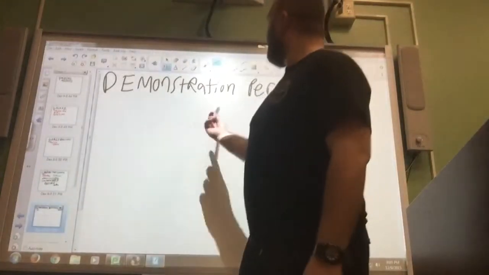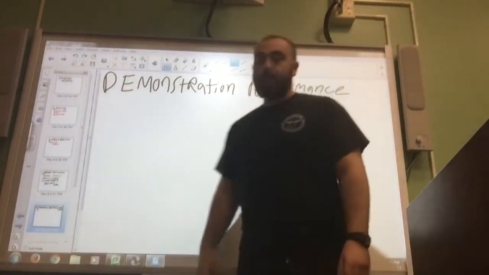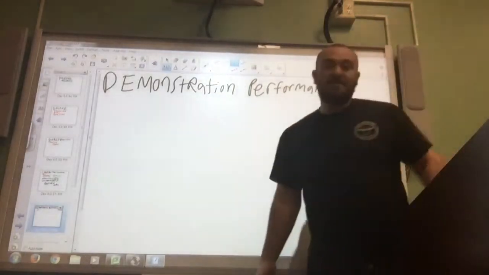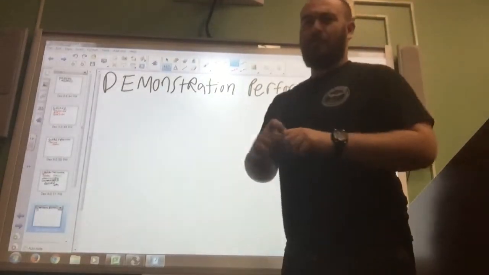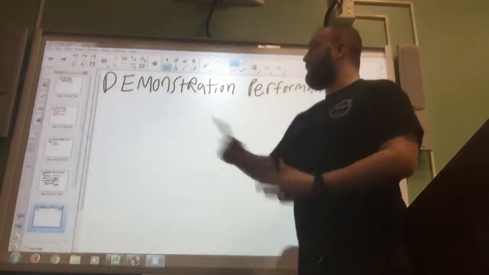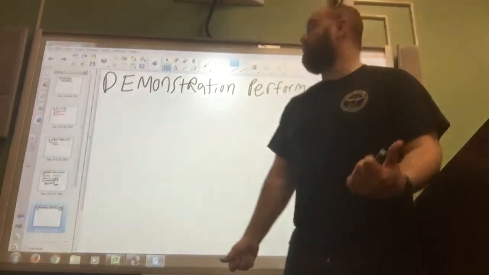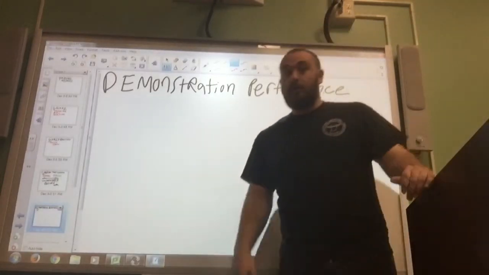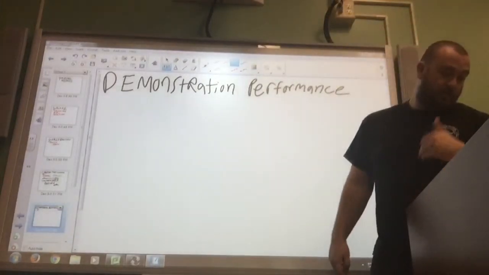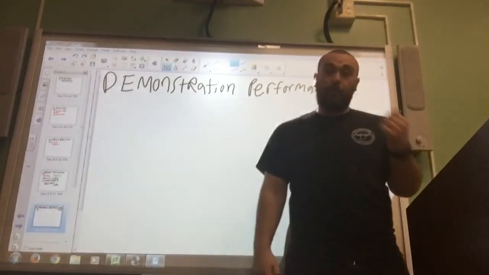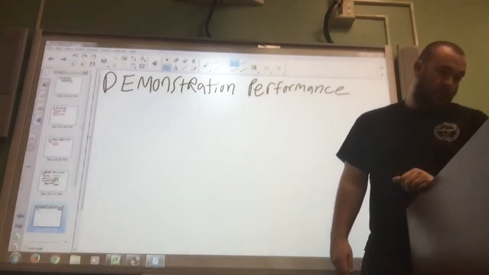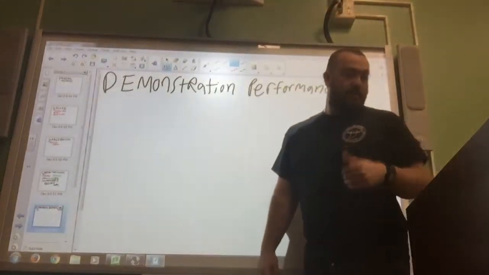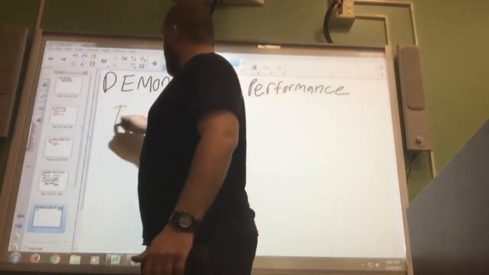Next thing we're going to talk about is the demonstration performance method. So this is used a lot of the time to learn physical skills. So this is more of an in the airplane type deal. So just as it says, the instructor is going to demonstrate, and then the student is going to eventually perform. There's 5 main phases to this. The first one is instructor explanations.